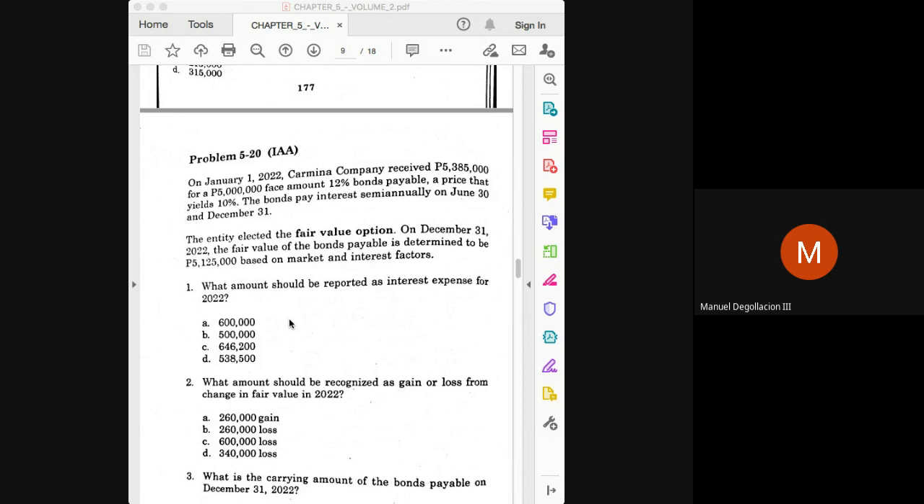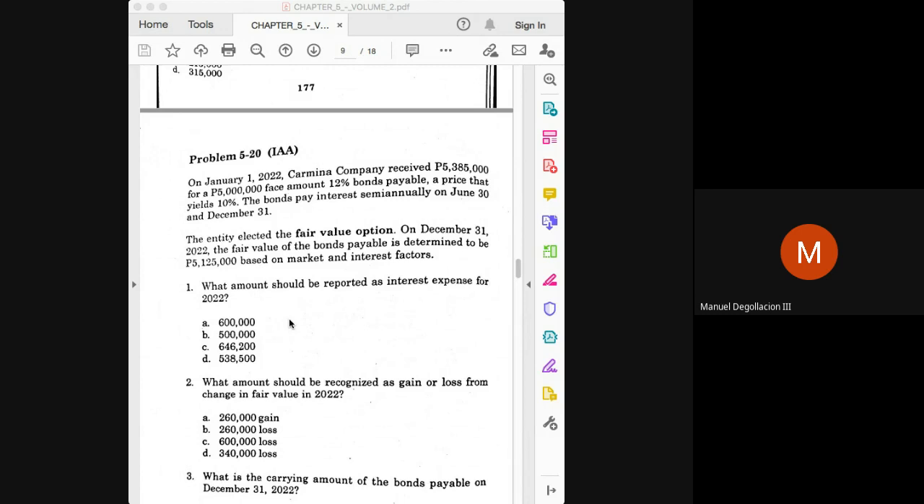But under the fair value option class, there will be a restatement on the carrying amount of the bond, similar to the effective interest method, but the basis would be very different. Under the effective interest method, the carrying amount will still change, but the basis there would be the amortization of the discount or the premium.